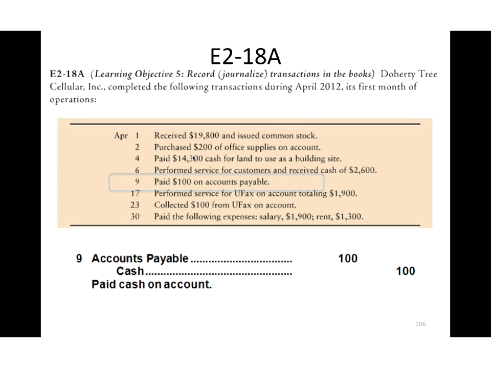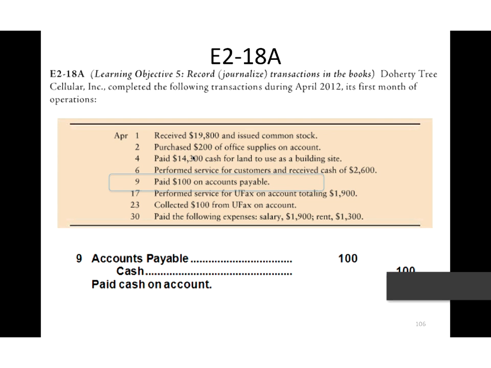Okay, so April 17th, we performed service on account totaling $1,900. Okay, so this is a little challenging, but can you give me one account that's involved in that, April 17th? On account, so it would be accounts payable or accounts receivable, which one? We're performing the service. Accounts receivable, yes. So is accounts receivable increasing or decreasing? Increasing. And what type of account is accounts receivable?